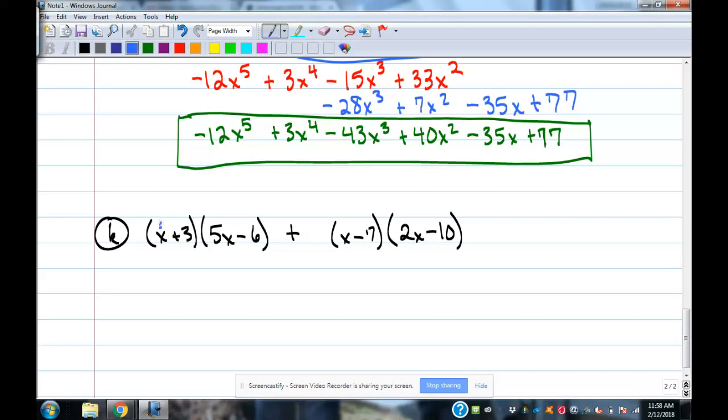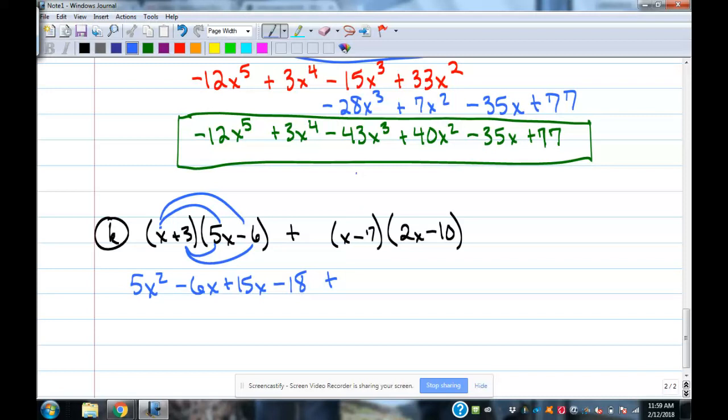X times 5x of x squared, x times negative 6. Yeah. Micah has caught on. And then 3 times 5x, 15x, good. And then negative 18. Okay.